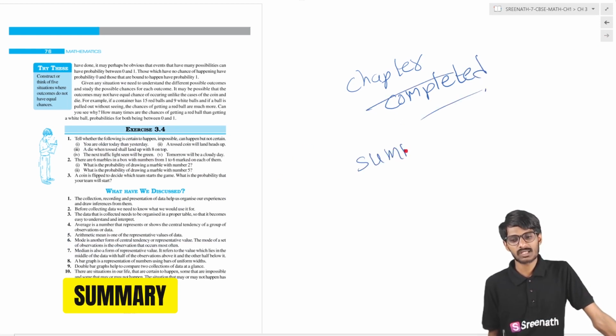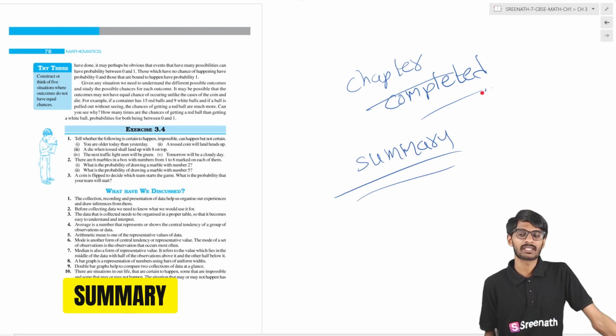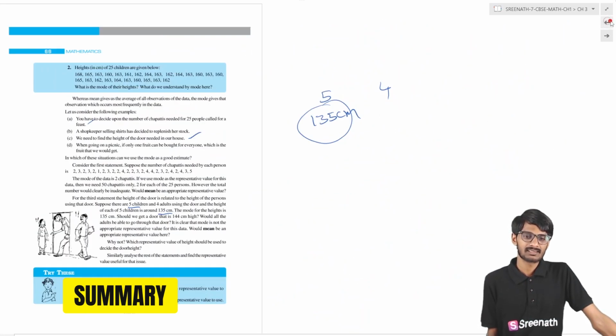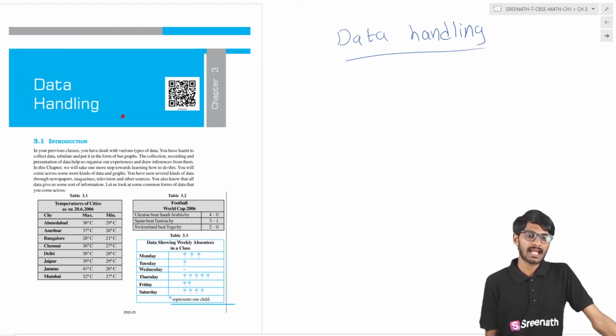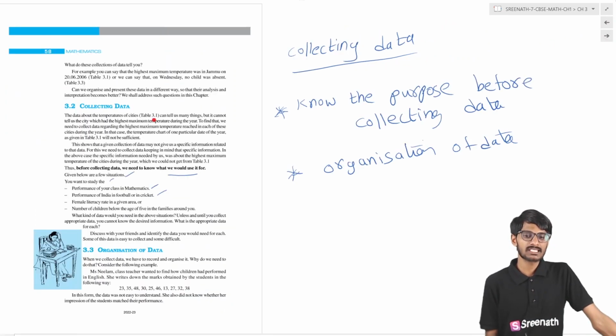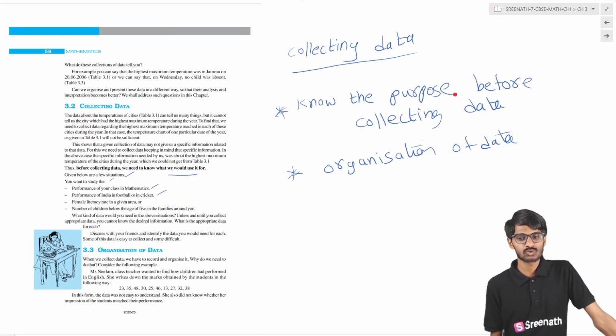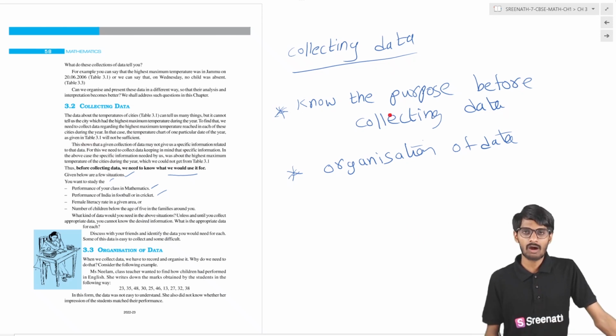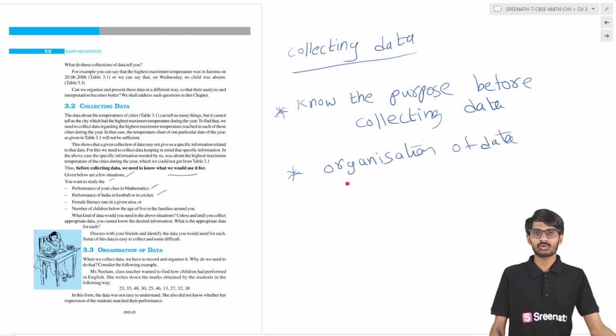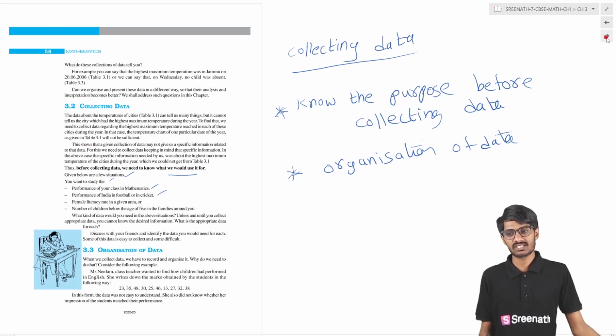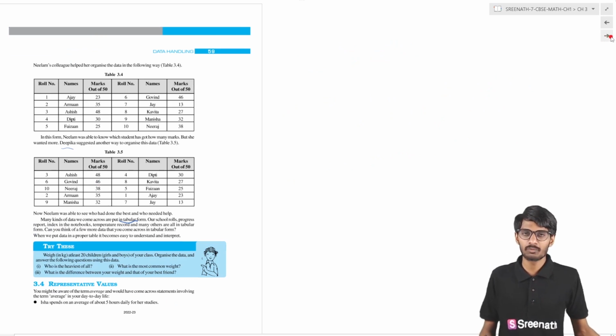Now we will discuss the summary. Okay, students, our chapter is data handling. Our first thing is, before collecting data, we have to know the purpose for which we have to collect data. After that, we have to collect the data. Organization of data is very important, so that our work will be easier.